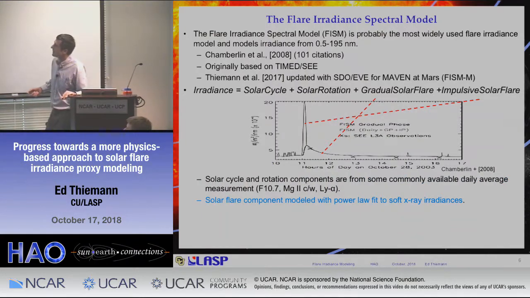Here's an example of what the different flare components look like. The gradual phase component is this second portion here, and the impulsive phase component is obviously the more impulsive component. The actual flare irradiance is a superposition of those two. The gradual phase is determined from a power law relationship between EUV irradiance and soft X-ray measurements, and the impulsive component is from a power law relationship between EUV irradiance measurements and the derivative of the soft X-rays. So we're invoking the Neupert effect here.